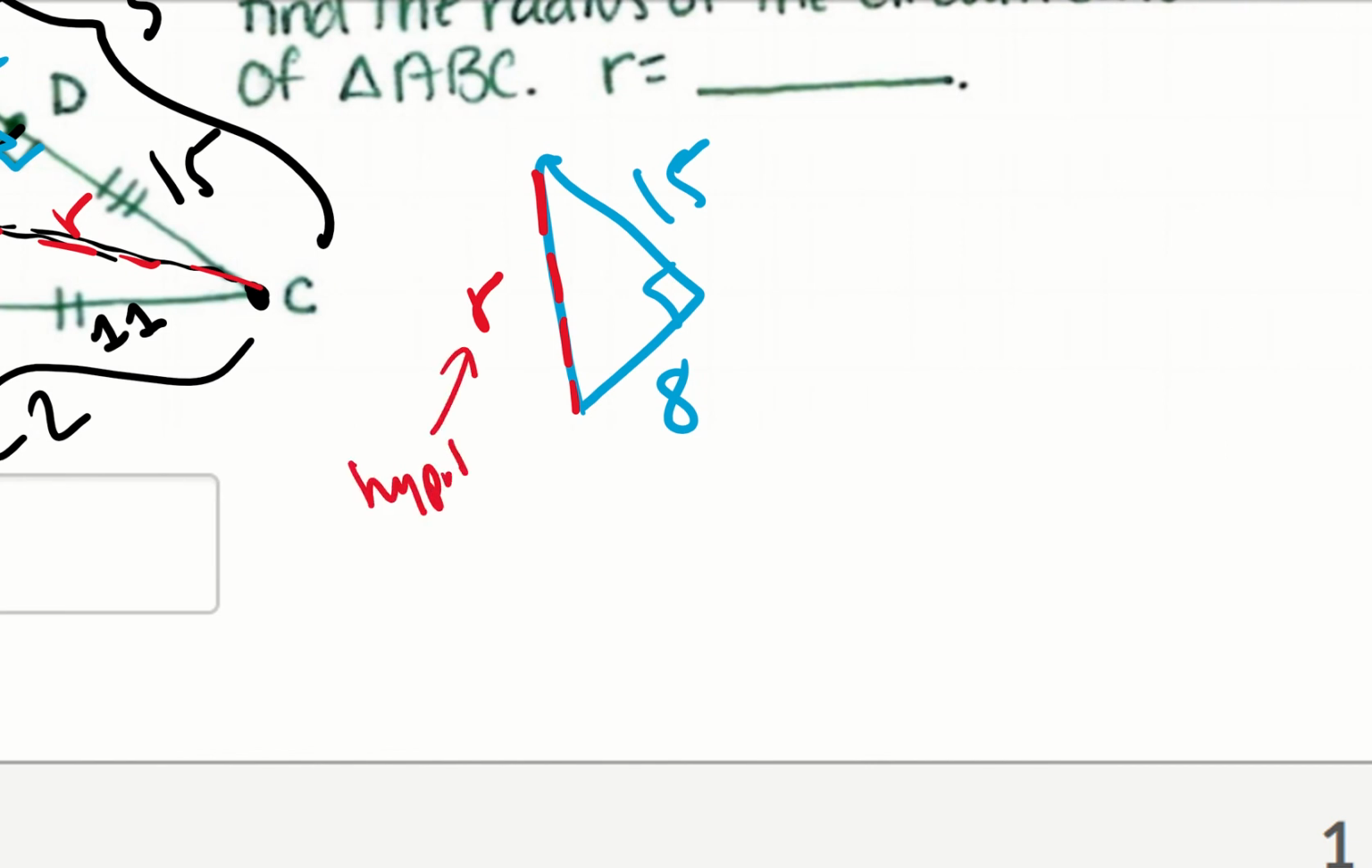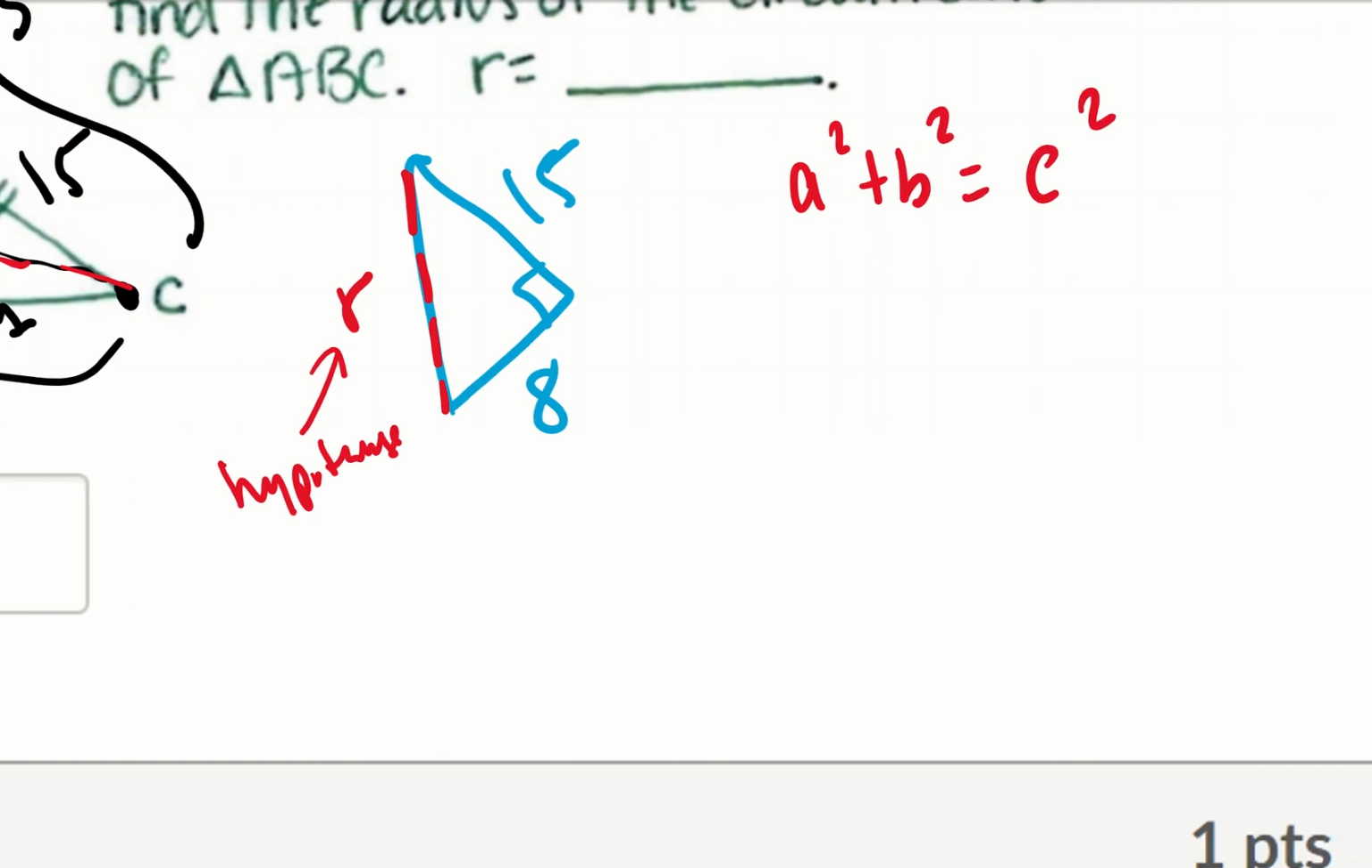The longest side. So remember, it's a squared plus b squared equals c squared because we're using the Pythagorean theorem here for right triangles. So we have 8 squared plus 15 squared equals, and the hypotenuse here is usually c, but this time I call it r for radius. Doesn't really matter. It's an unknown in any case. So we have r squared. All right, so now we're going to go ahead and solve this.